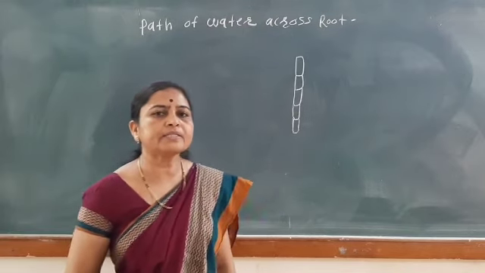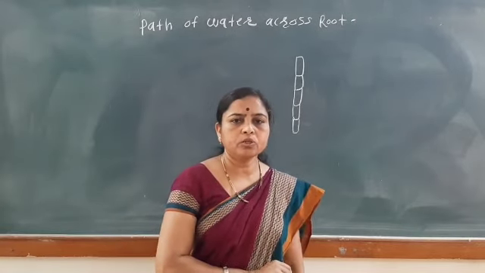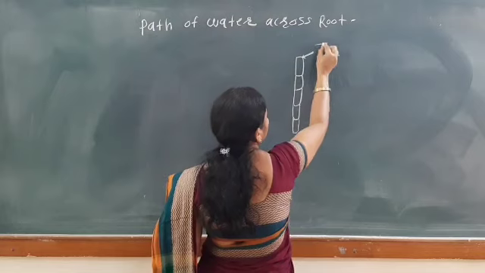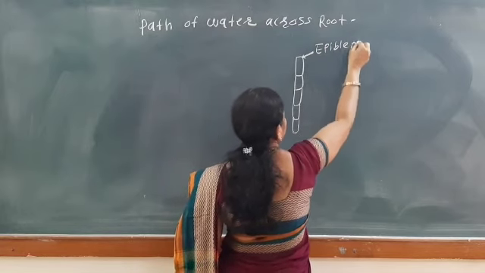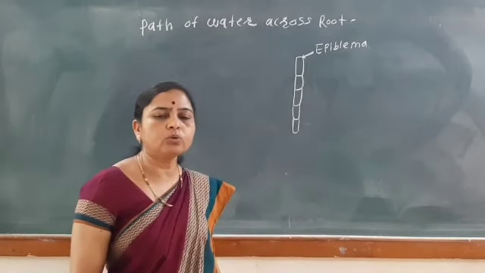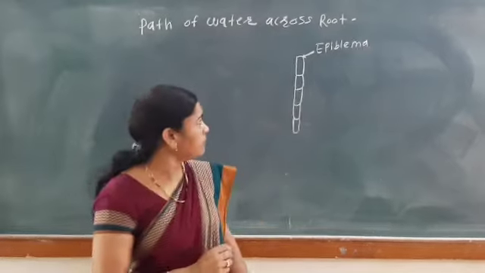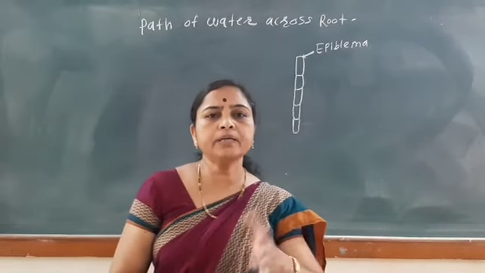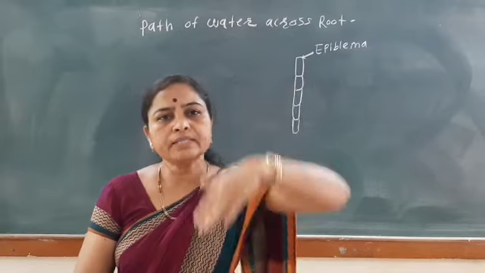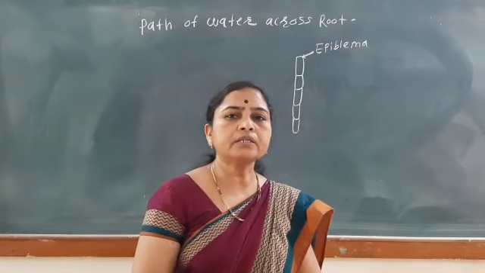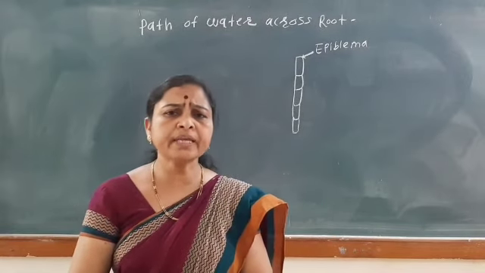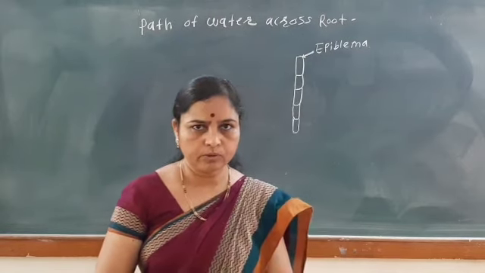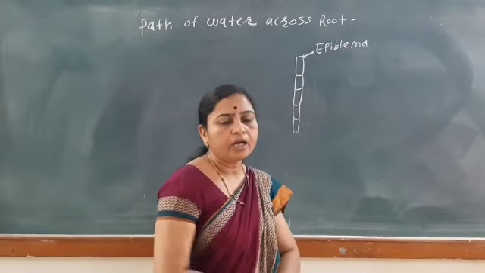While the outermost layer of the stem is known as the epidermis. So what is the difference between the epiblema and the epidermis? The epiblema, the outermost layer of the root, has the capacity to absorb water. Through the epiblema cells water absorption takes place, while the outermost layer of the stem or leaf is known as the epidermis, and through the epidermis water is not absorbed.